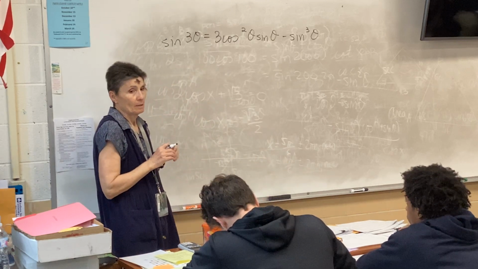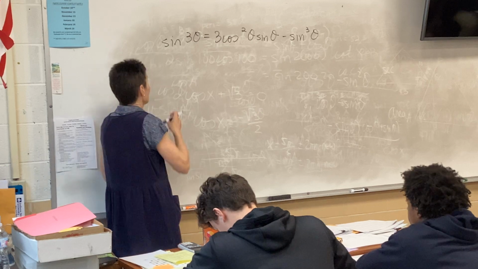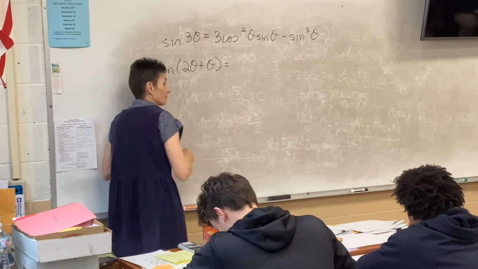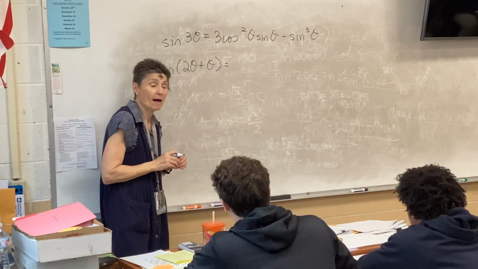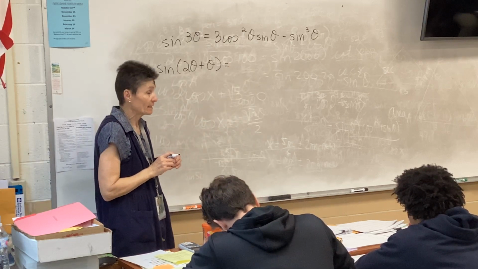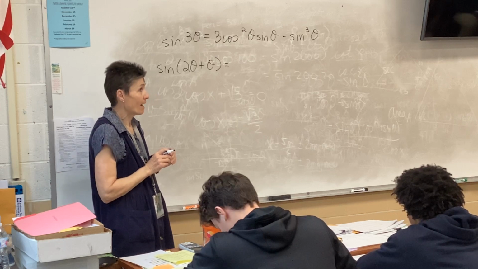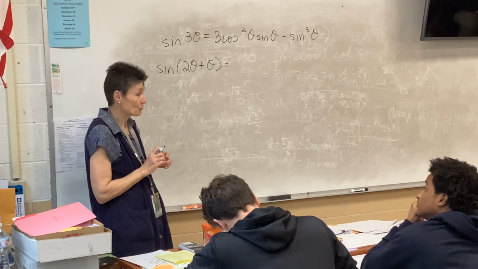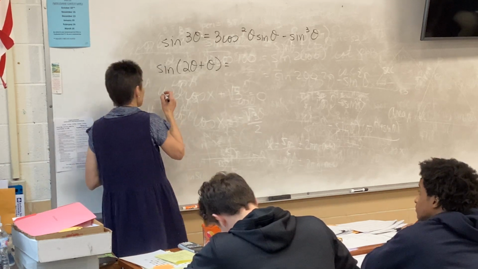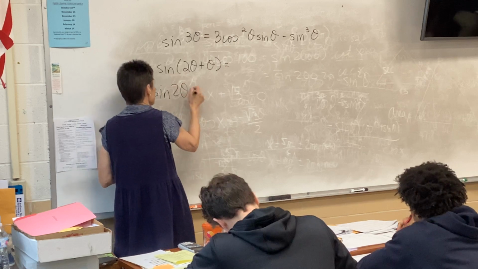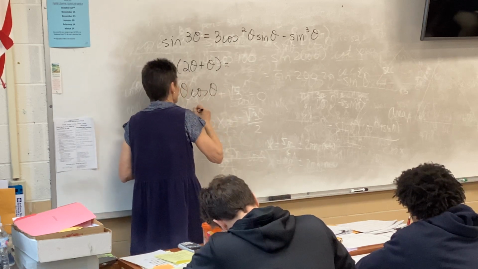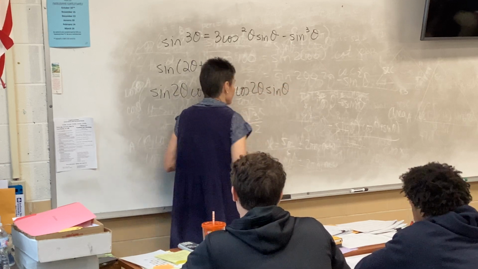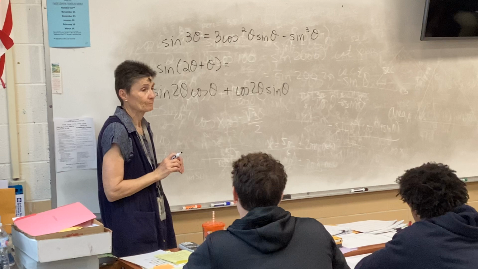Break it down. Take it apart and think of it as 2 theta plus 1 theta. And then we do have a mechanism for dealing with that. That is the sine of an angle plus an angle. That's on your sheet. The sine of an angle plus an angle is sine of the first, cosine of the second, plus cosine of the first, sine of the second. Right off my sheet.